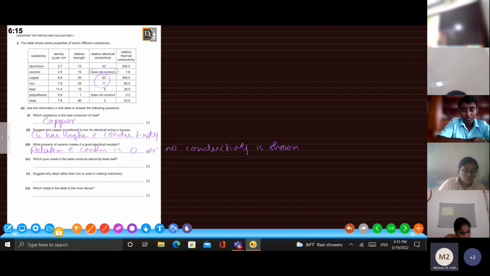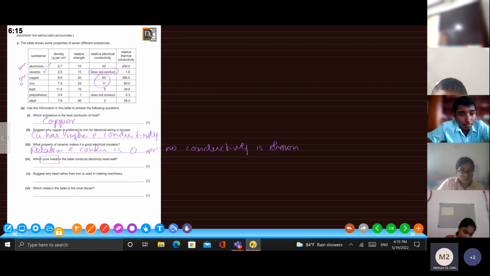Which pure metal in the table conducts electricity least well? Listen, this is a very tricky question. First of all, you have to select a pure metal. Aluminium is a pure metal. Ceramic is a non-metal. Copper is a pure metal. Iron is a pure metal. Lead is a pure metal. Polythene is a non-metal. Steel is an alloy.